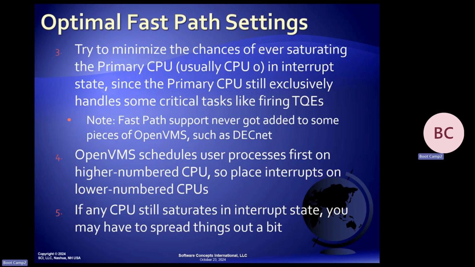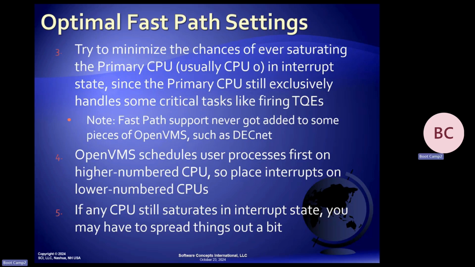Also, VMS schedules processes starting with the highest numbered CPUs. So if that's where it's going to first stick the user processes, we probably don't want to send the device interrupts to those because then we're interrupting the user work. We can get our own work on the lower numbered CPUs. It's probably a good idea.